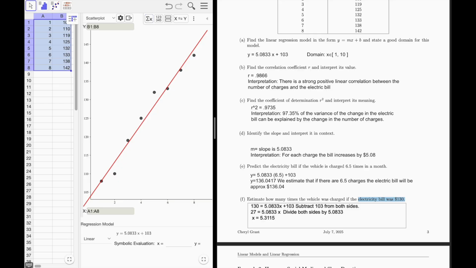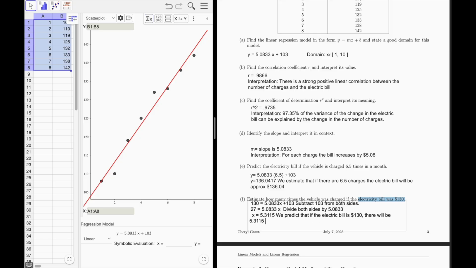All right, so what does this mean? This means we predict that if the electric bill is $130, there will be 5.3115 charges. Now, in the context, we probably would round it to the nearest number of charges. We might say, since it's closer to 5, about 5 charges. But that's based on the mathematics from our model. So if we look at 130 on the graph and we come over this way and we come down, that's a little bit over 5 right there for the x value.